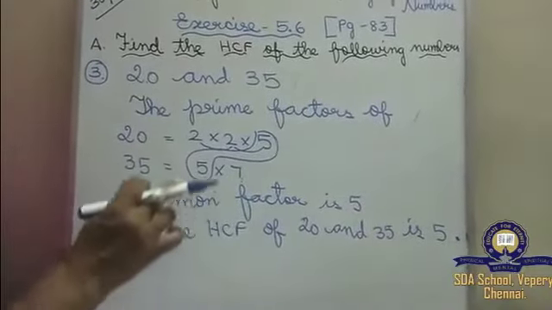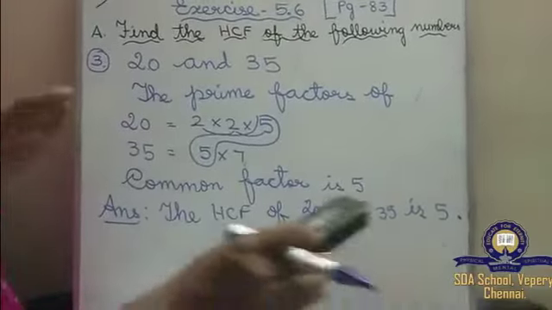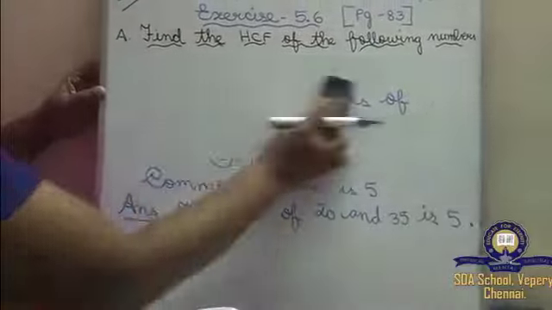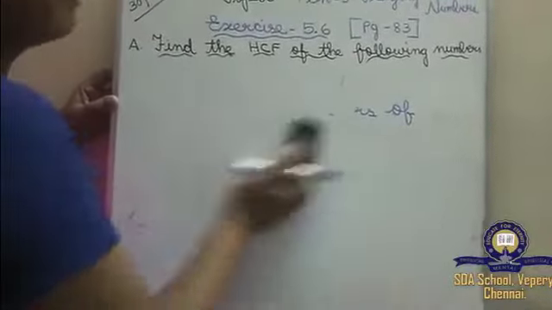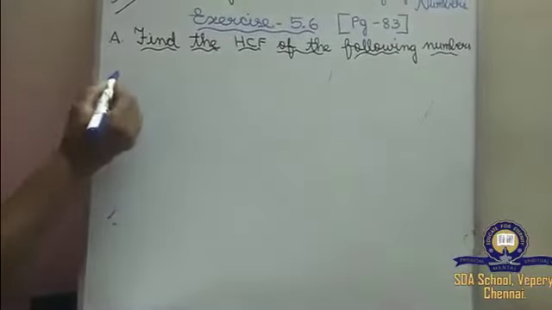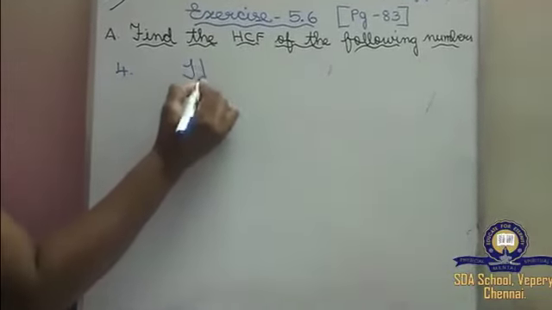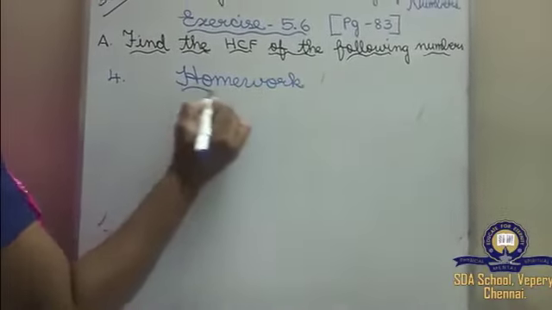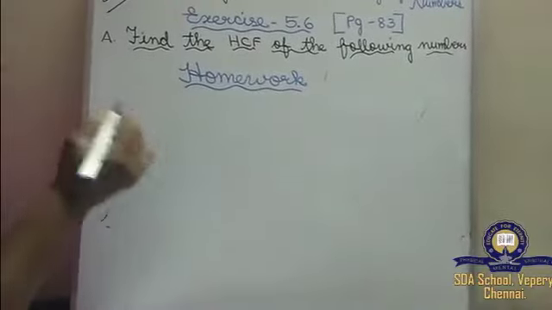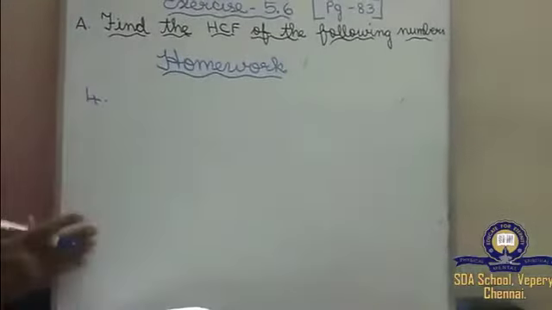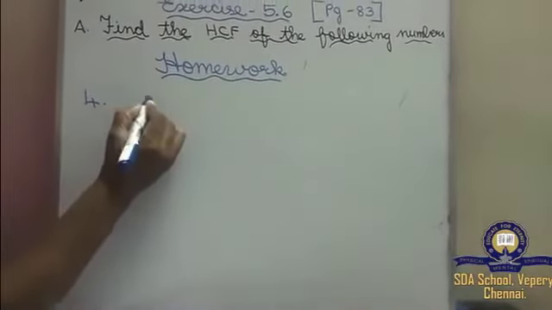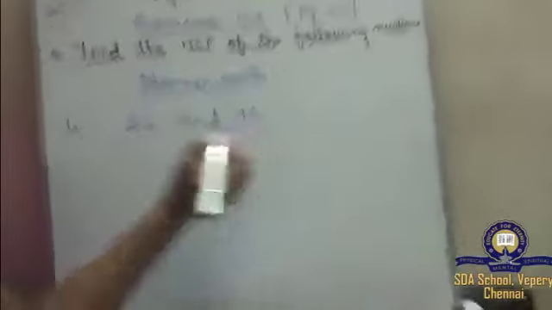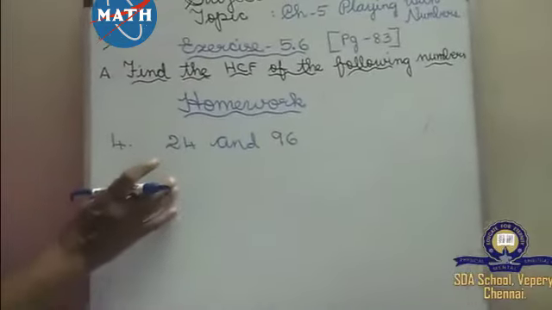10 sums are there, but I have given only a few sums. If you want, you can do all the sums in your rough book at home. So the fourth sum I will give as a homework. Many of them are not doing the homework. While I corrected, some of them gave the homework sum as it is. They didn't do the sums. Why, I don't know. See, 24 and 96. This is for your homework, children.